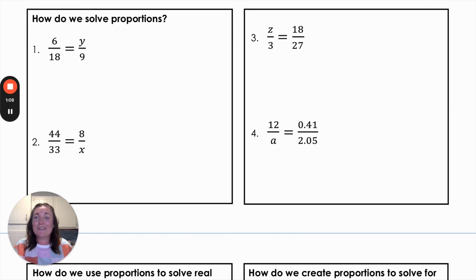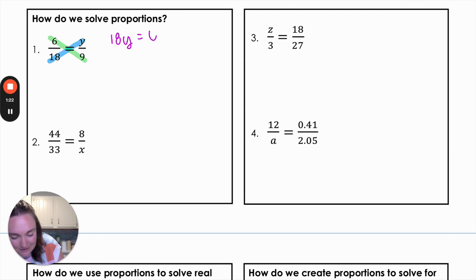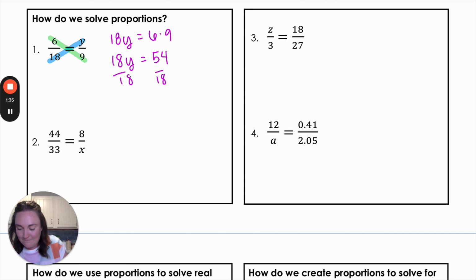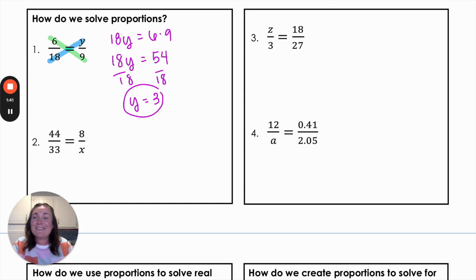So how do we solve proportions? We're going to do that butterfly method. So I'm going to take that y times 18 and 6 times 9. So we've got 18y on one side, 6 times 9 on the other. So 18y is going to be equal to 54, and when I divide both sides by 18, I get y equals 3. So simple as that. That is how we are going to solve a proportion. Go ahead and pause the video here and try number 2 on your own.